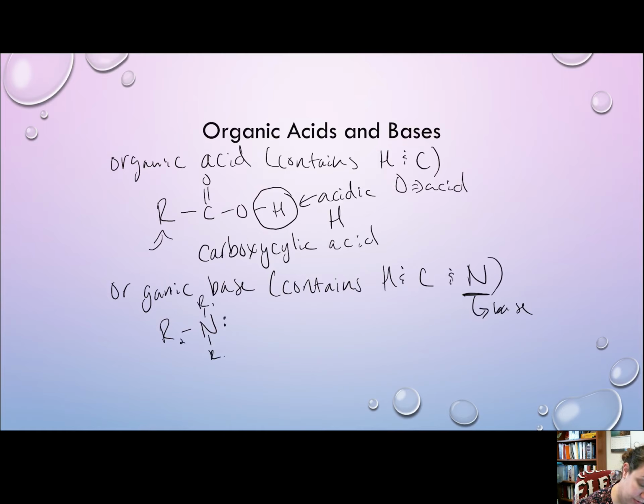So, some examples of some organic acids. We have CH3CO2H.